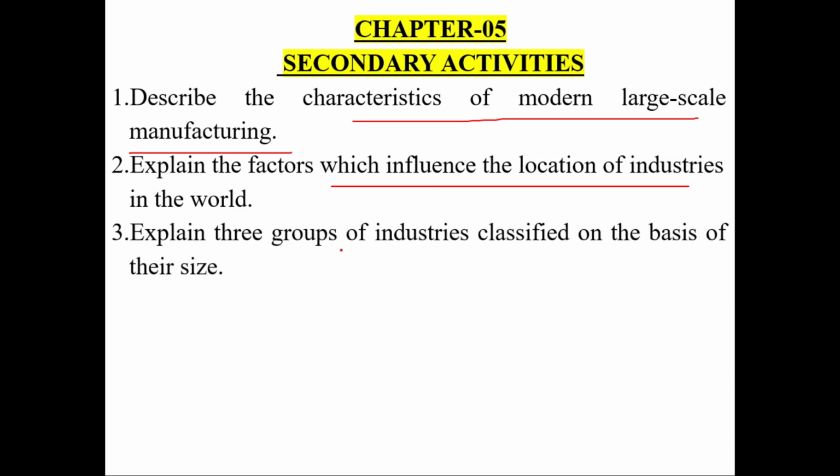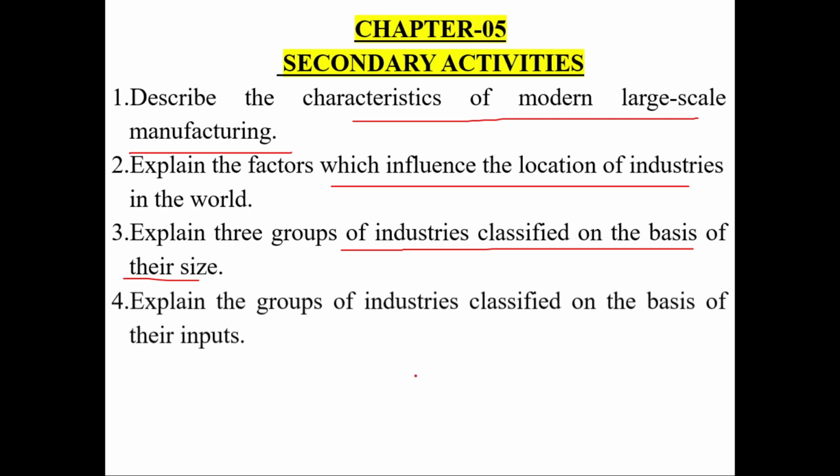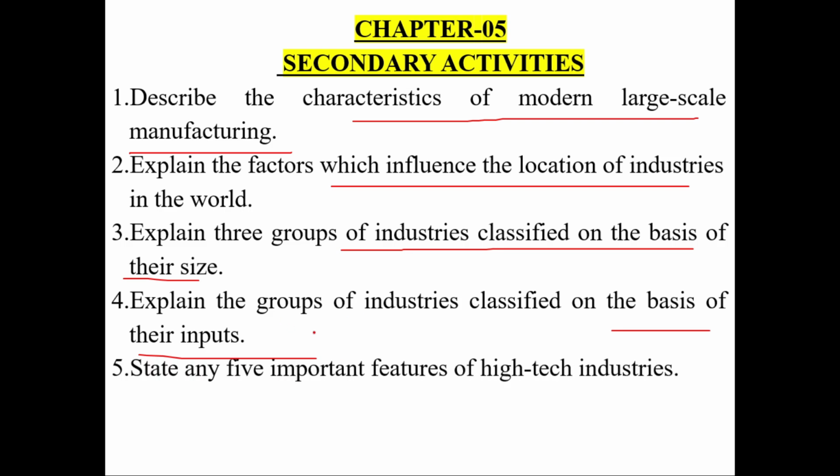The third one is to explain the classification of industries on the basis of size. This is also very simple, you can easily remember it. On the basis of size there are 3 classes of industry: cottage industry, small scale industry, and large scale industry. The fourth question is to explain the classification of industries on the basis of their input. This is not very important, but you can follow it.